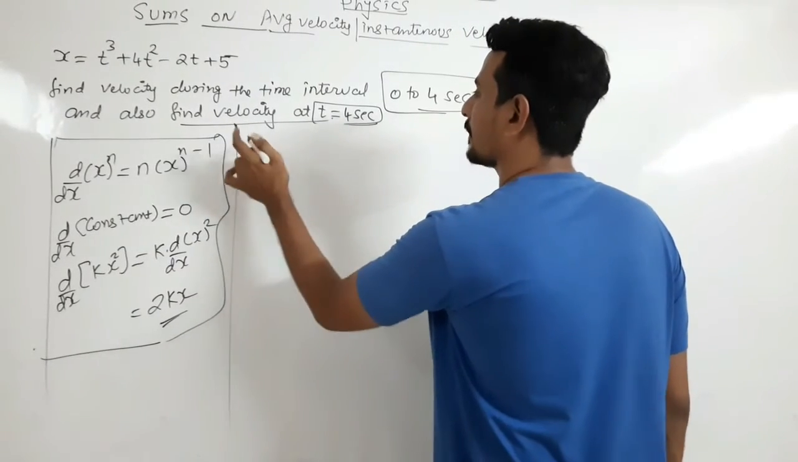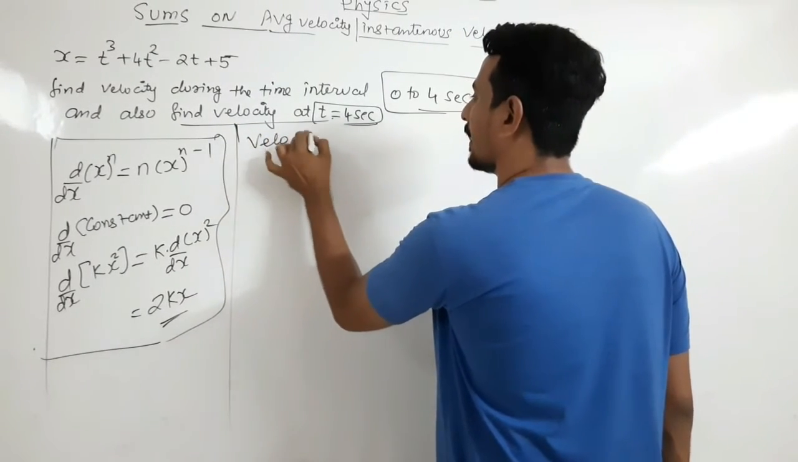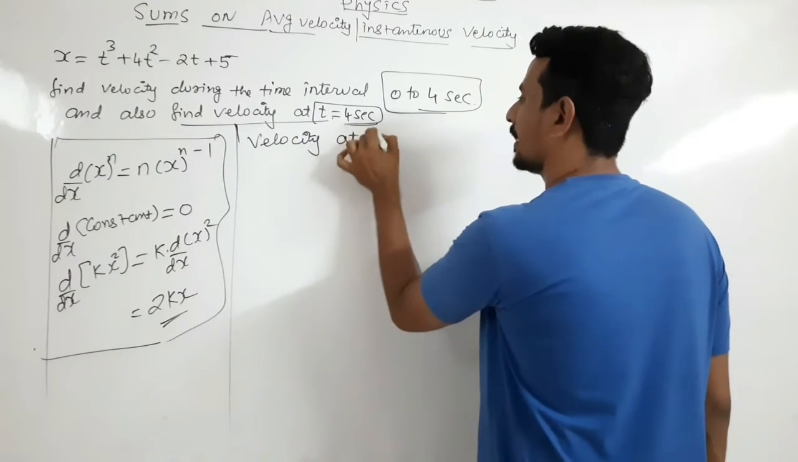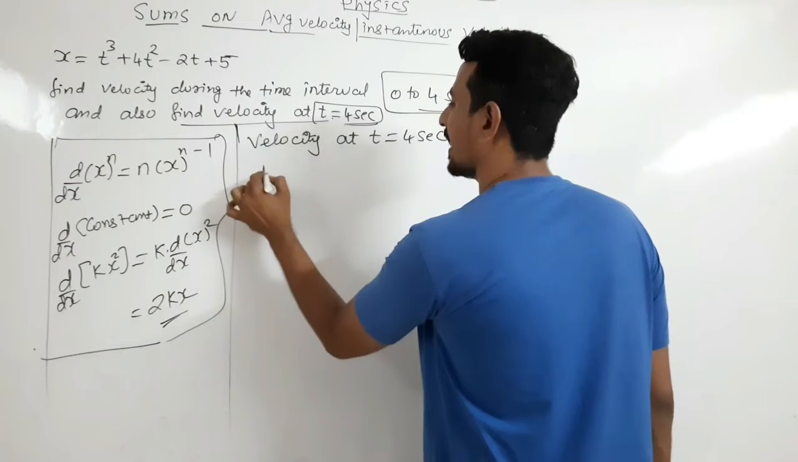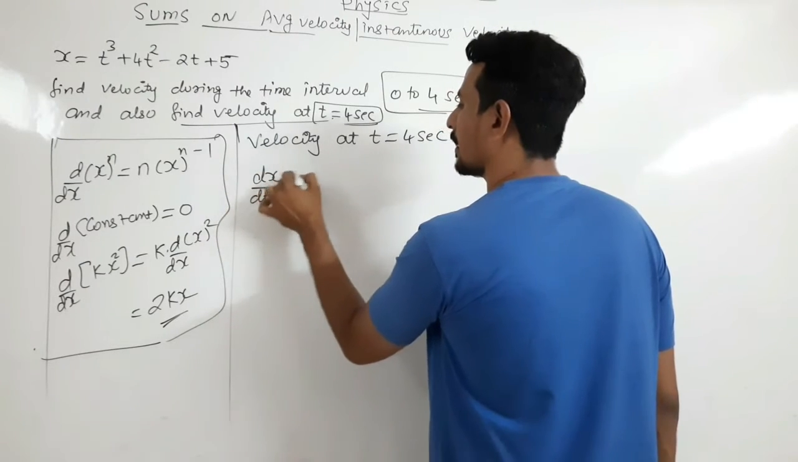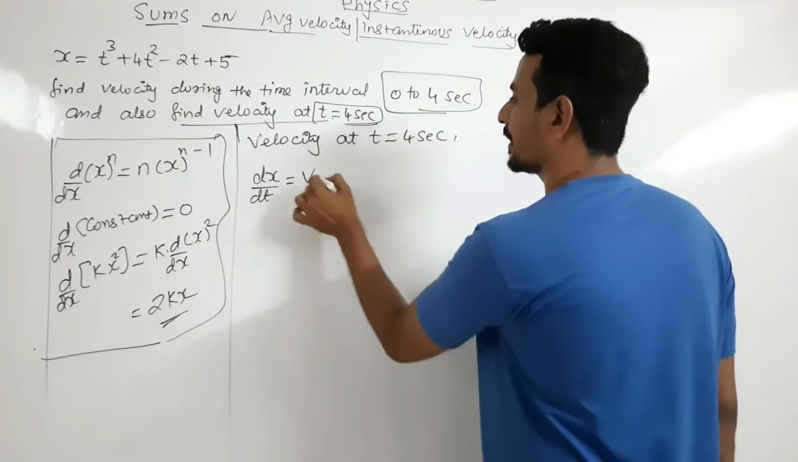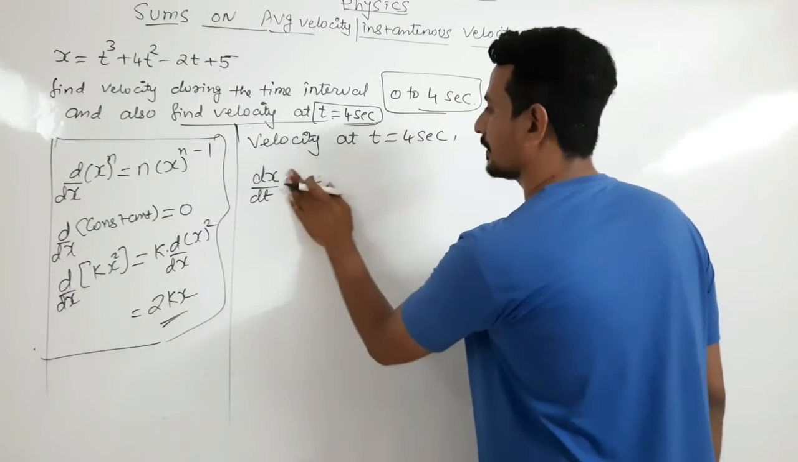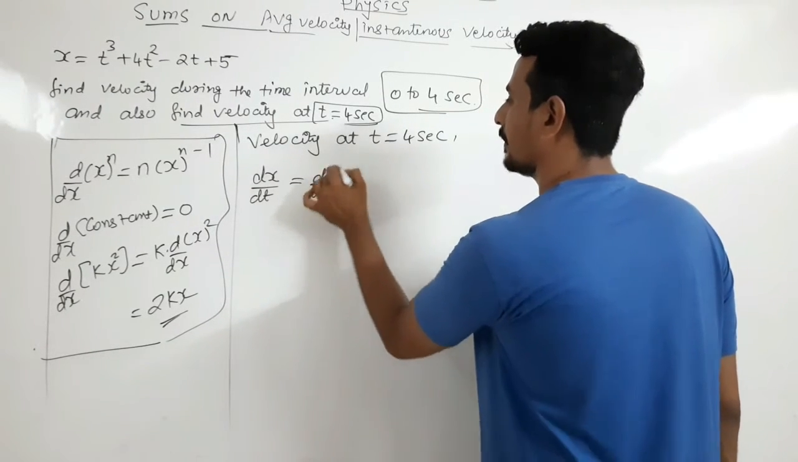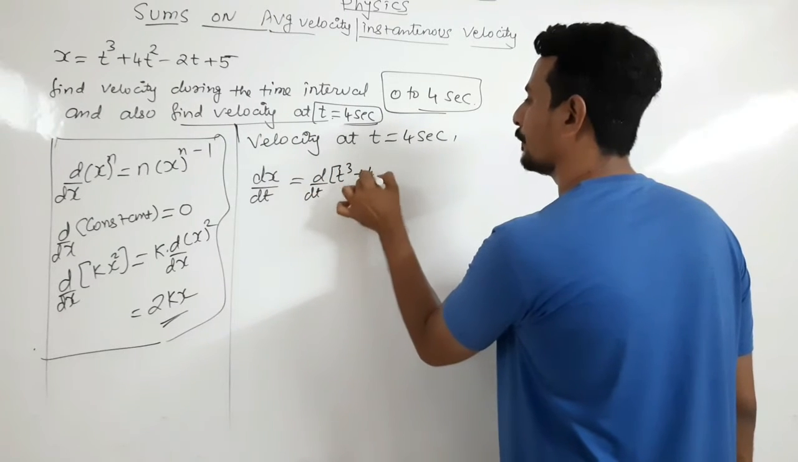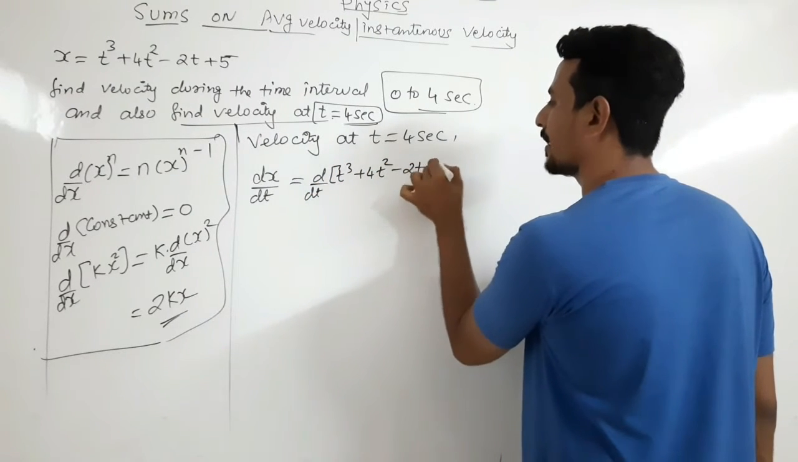So velocity at t equals 4 seconds will be obtained as dx by dt equals v. So differentiate the term, that means this is how you can write d by dt of x. So that is t cube plus 4t square minus 2t plus 5.